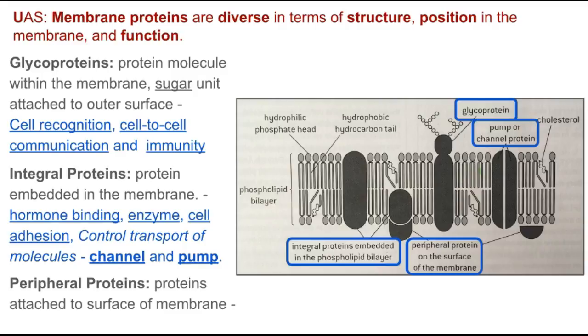There's also peripheral proteins, which do not pass right through the membrane. They're stuck on one side or on top of the membrane surface. So these are proteins that attach to the surface of the membrane. A classic example might be those involved in the electron transport chain in cellular respiration, which we'll look at in a lot of detail soon. So as you can see, a wide variety of membrane proteins. They're really diverse in terms of their structure, position in the membrane, and also their function.